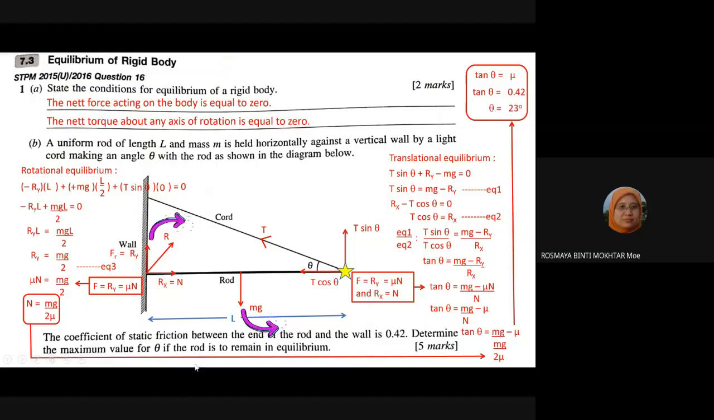So the answer for the maximum value for theta, if the rod is to remain in equilibrium, is 23 degrees. Okay. So any question on this 1B question?